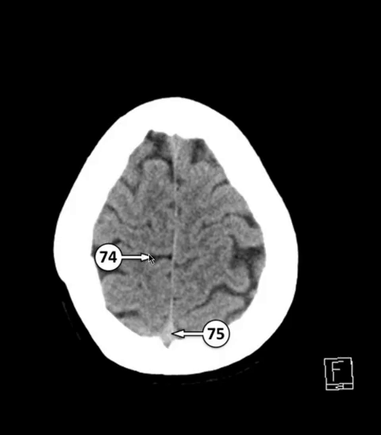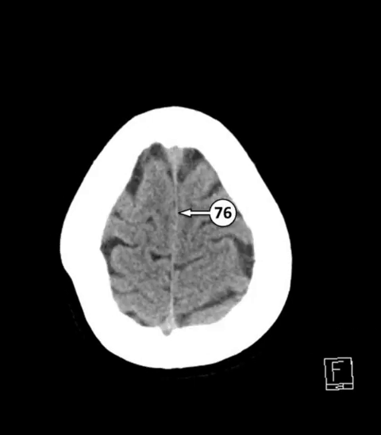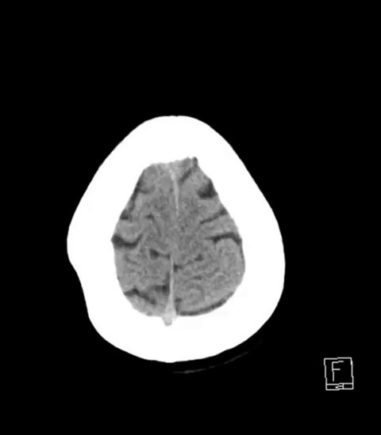74 here, we see the marginal sulcus. The marginal sulcus is also known as the pars marginalis. And 75 is the superior sagittal sinus. The superior sagittal sinus. Superiorly, running through the midline is the falx cerebri. This is the falx cerebri.